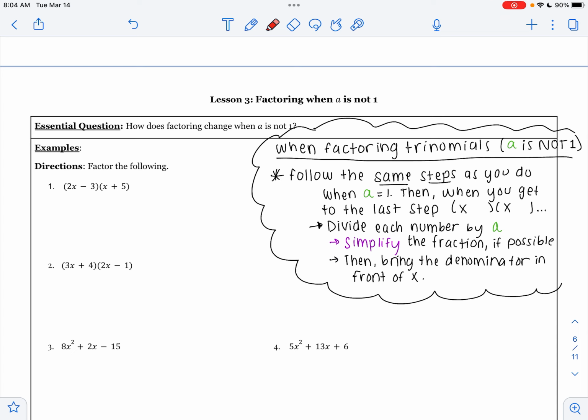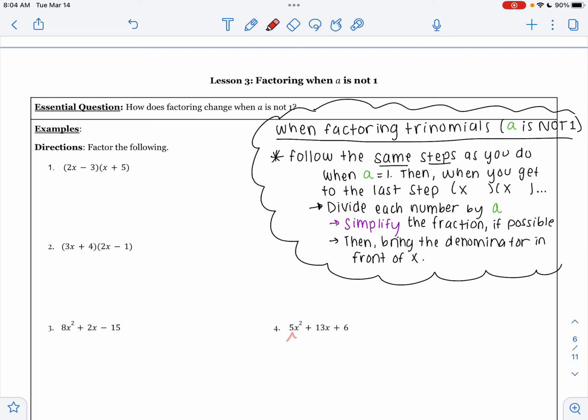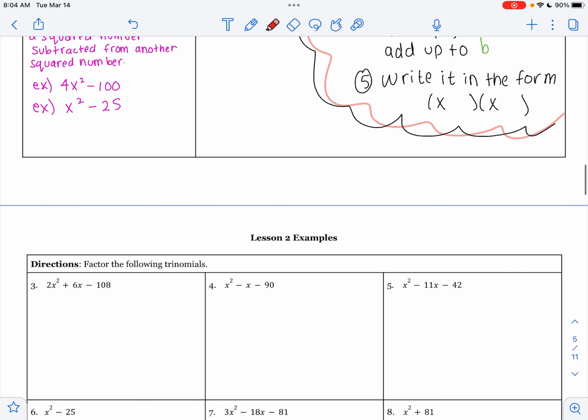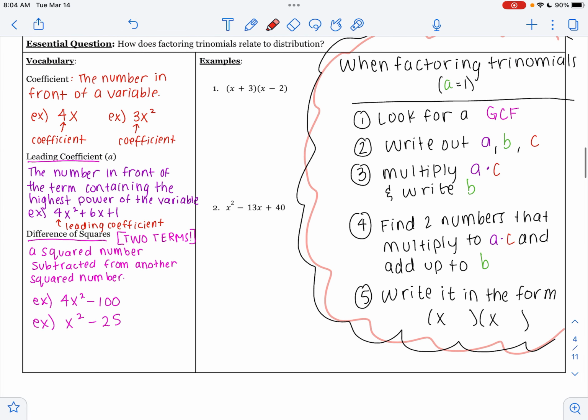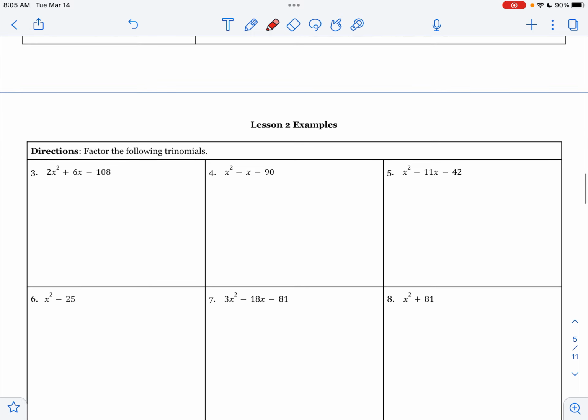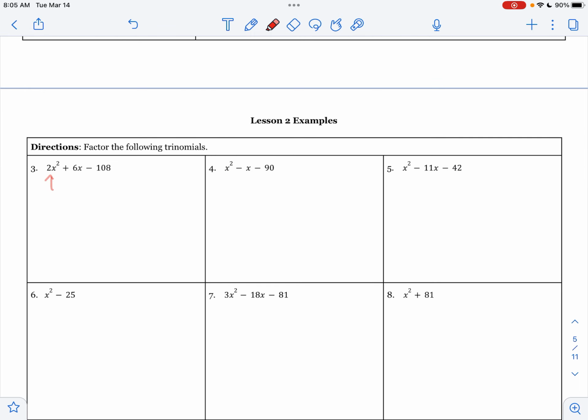So it says when factoring trinomials when a is not 1. Now, a is not 1 means this number in front right here is not 1. In all of these that we did last time, a was 1. See how here a is 1? Okay, and even if it's not 1, like here, you see how it was 2? This was from last lesson. Remember we took out a GCF of 2, and then we had x squared plus 3x minus 54, right? And you see how then a was 1? Because it's in front of x squared after we took out a GCF.